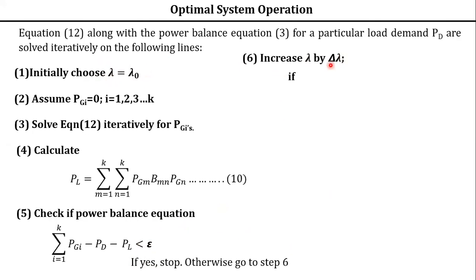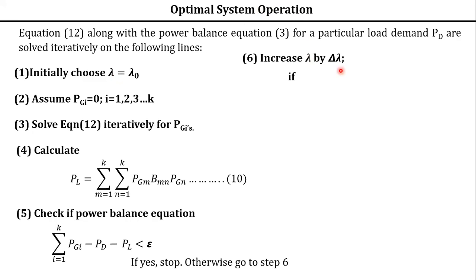by delta lambda. Suppose you assumed the initial value of lambda as 15. Understood? So in the next iteration, you increment that one by delta lambda. It depends on how much accuracy you need. What is the accuracy in the result you need? Depending on that, you can select the increment value. So next you can say lambda is 16.